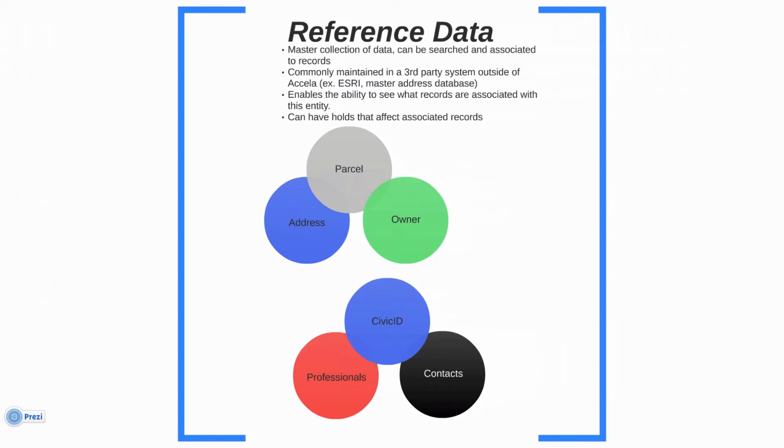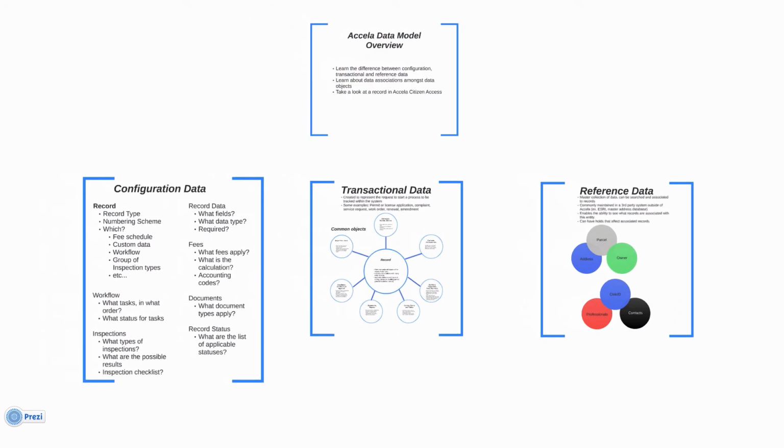Referring back to the objects that we talked about in transactional data, we talked about conditions. All of these reference objects can also have conditions on them, meaning that a hold can be applied at the reference level, and that can affect any record within the system that might be associated to that particular reference object. So those are the three types of data within Accela Automation that we're covering within this particular post.